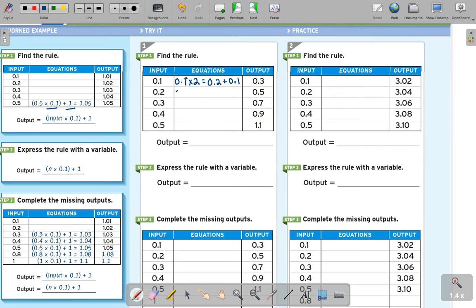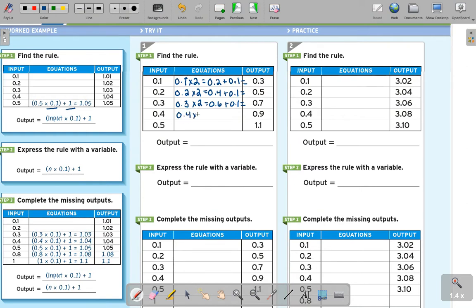Let's see if this holds true. Okay, at 2/10, I'm going to multiply it times 2. Well, 2/10 times 2 would be 4/10. If I add 1/10, 4/10 plus 1/10, 5/10. Seems pretty good to me. I'm going to keep going. 3/10 times 2 would be 6/10. 6/10 plus 1/10 is 7/10. Okay, I feel really good about this. I'm going to keep filling in this chart. Why don't you too?